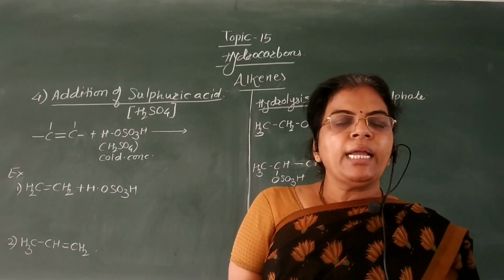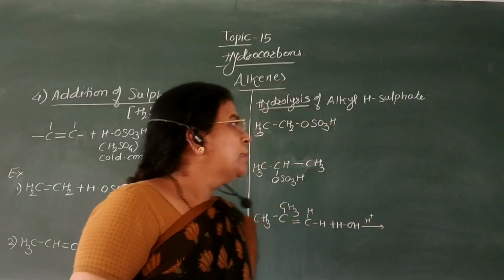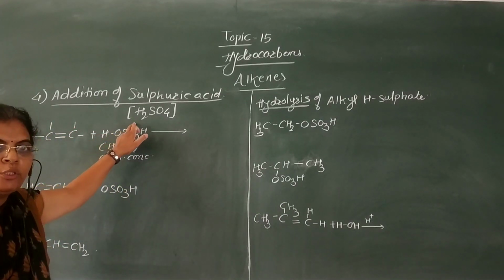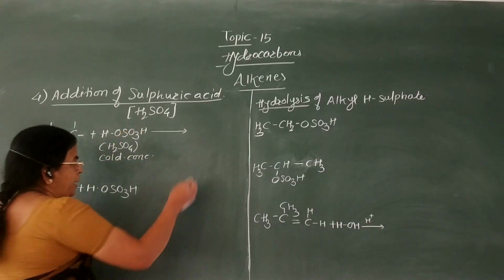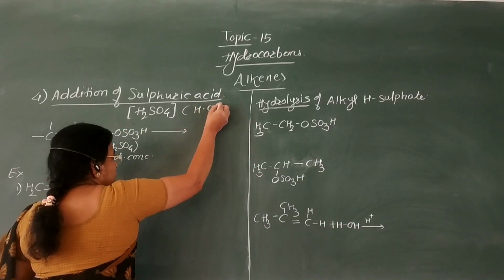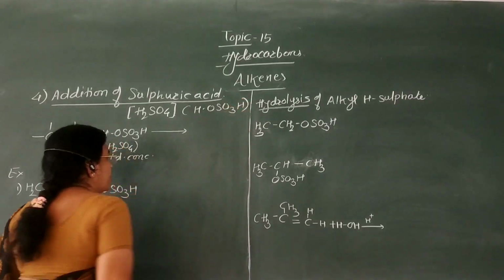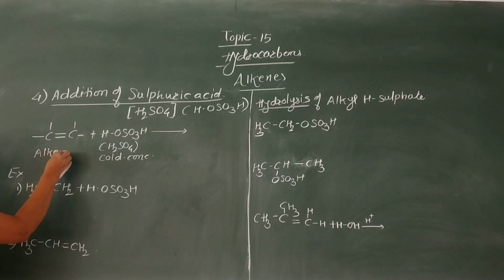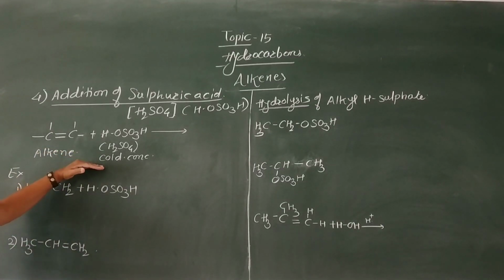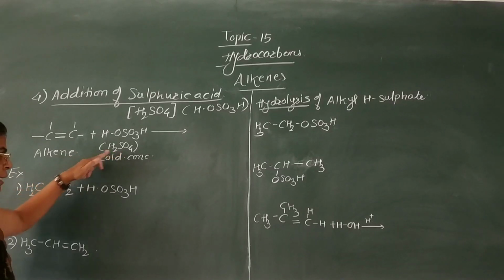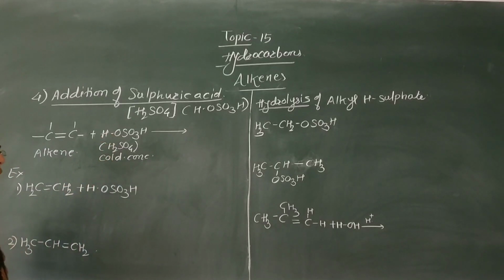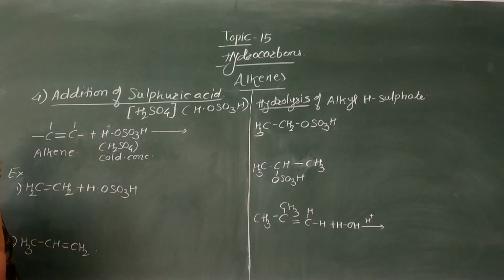Next reaction, that is reaction number 4 of alkene, is addition of sulfuric acid. Now the formula of sulfuric acid is H2SO4, which can be written as HOSO3H. Now this is the general reaction: when alkene is treated with cold and concentrated sulfuric acid, that is H2SO4, written as HOSO3H, here the hydrogen is positively charged and OSO3H is negatively charged.